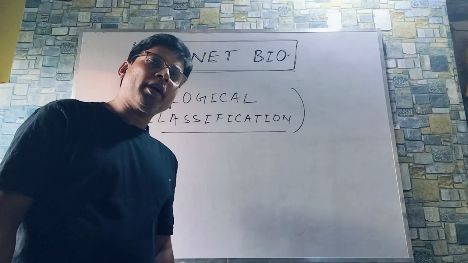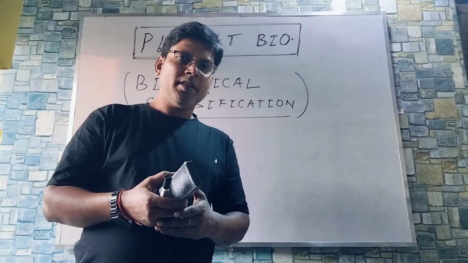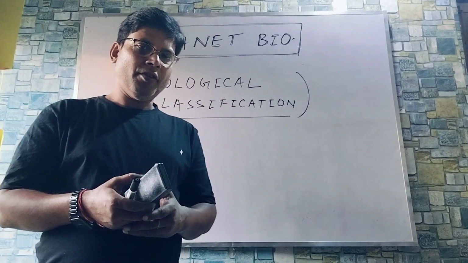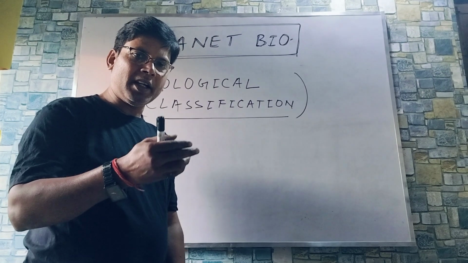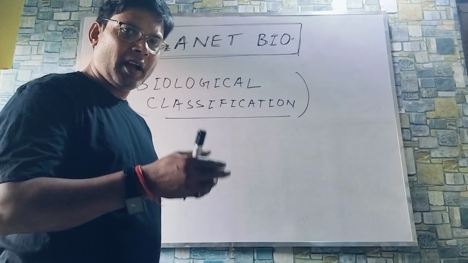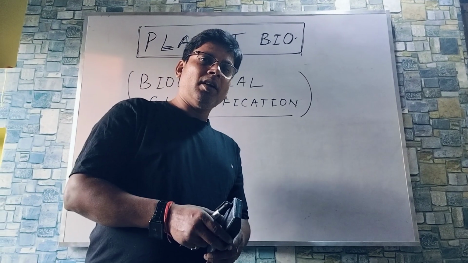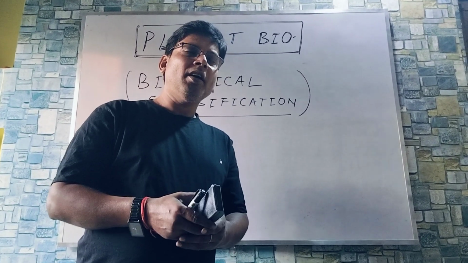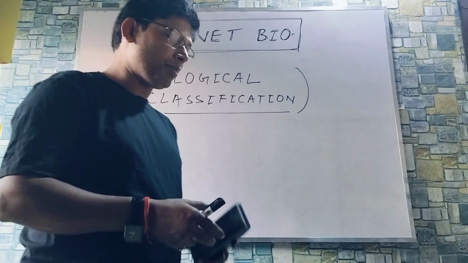The question is, how can we classify or group plants and animals into certain categories for better studies? Three things are done: identification, nomenclature, and classification. We have dealt with the process of identification and classification in the previous episode.